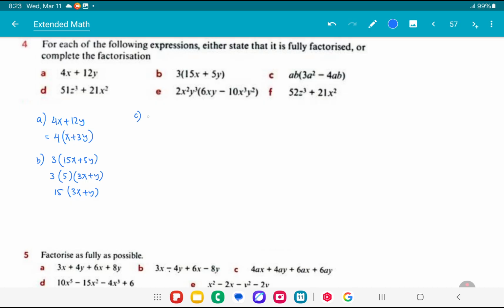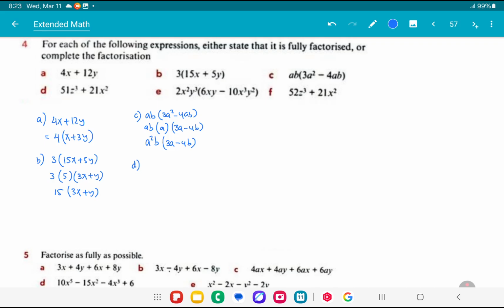For question C, ab 3a squared minus 4ab. We got ab multiplied by, bottom, we can factor out the a. We got 3a minus 4b. ab multiplied by a, we got a squared multiplied by b, and then (3a minus 4b).